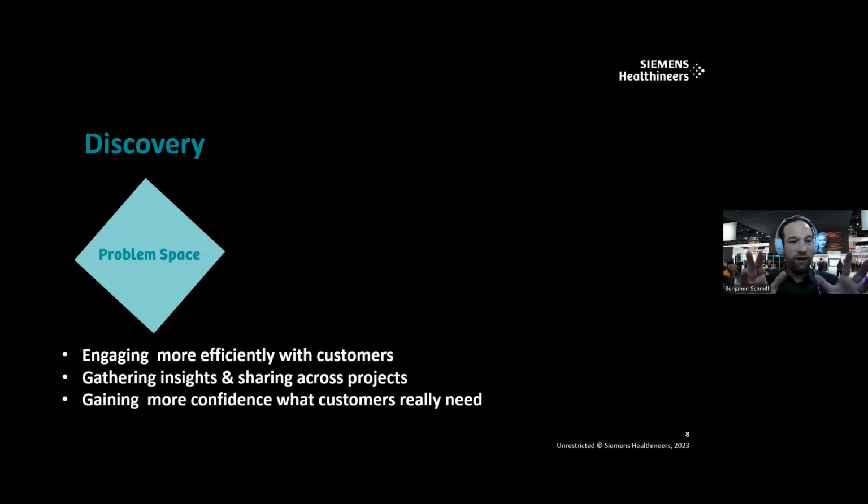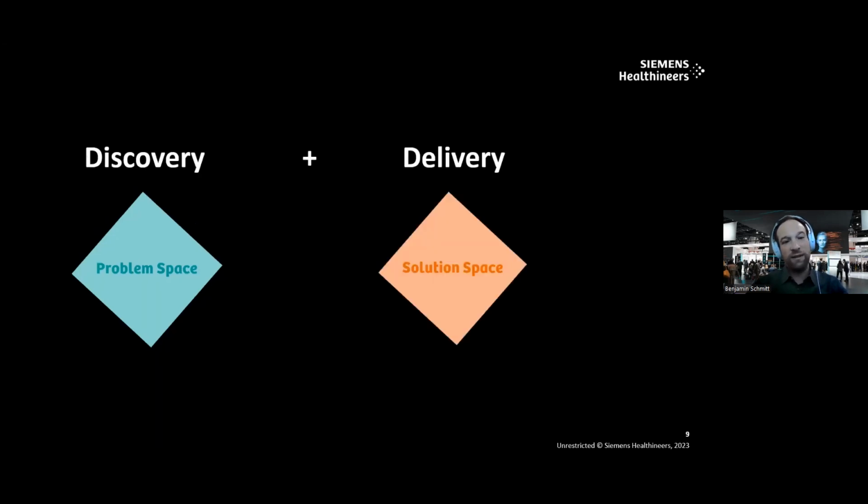You have a discovery phase where you identify the problem space. This is engaging more efficiently with your customers, or whoever the end users might be of the technology you're developing. Gathering insights and also sharing insights across multiple projects that may have similarities. And this is about gaining confidence and iterating through this: what does the customer really need?